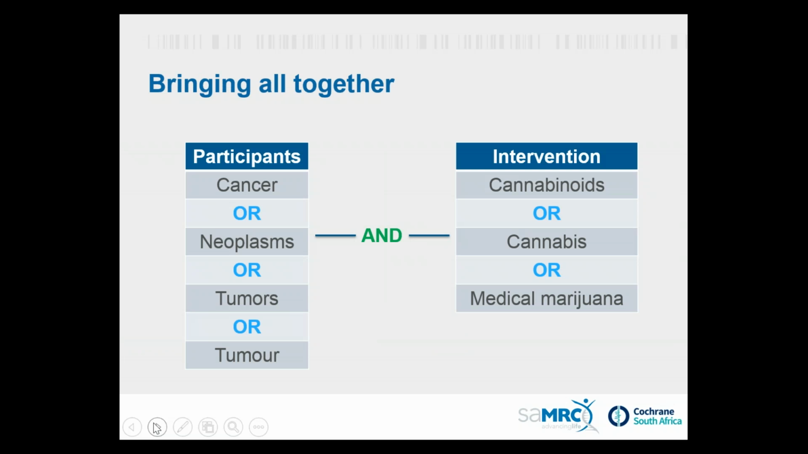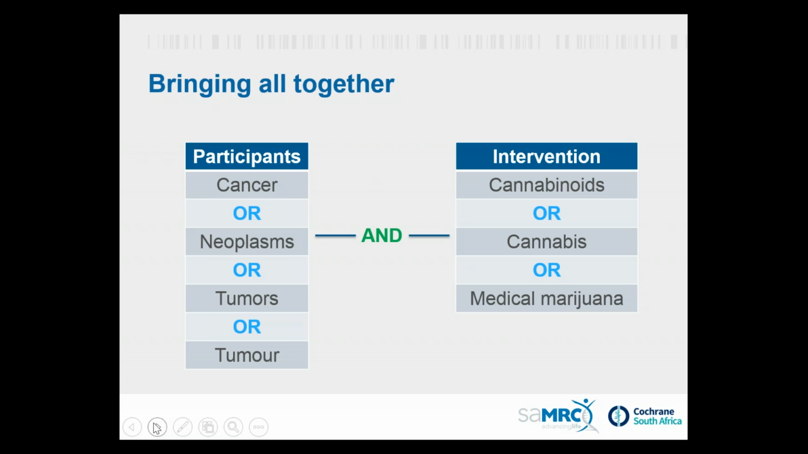So now we've got our Boolean operators. We've got our first concept, and that is your patients. So you have cancer, or neoplasm, or tumors, or tumor. And you'll note that I'm using plural, and alternative spelling, just to give an example of how to structure your search.